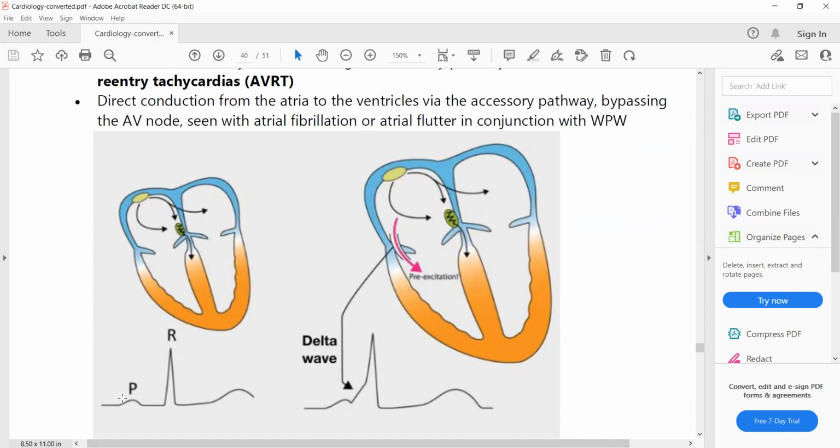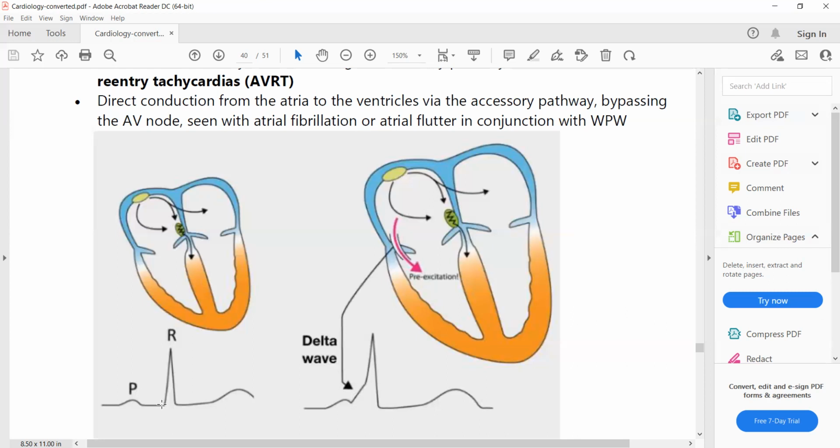Instead of a normal PR interval, PR interval means the stay of the impulse in the AV node. As the impulse is not staying in the AV node for the duration of 0.2 seconds, but is traveling to the ventricles through an accessory pathway, it will result in pre-excitation of the ventricular muscles, which will result in an upward slant of the PR segment or PR interval in an ECG.